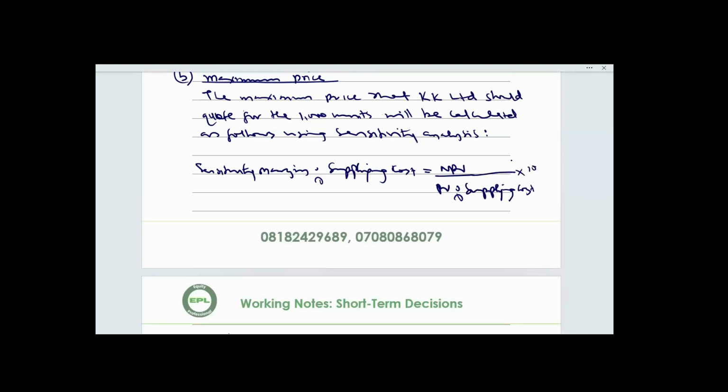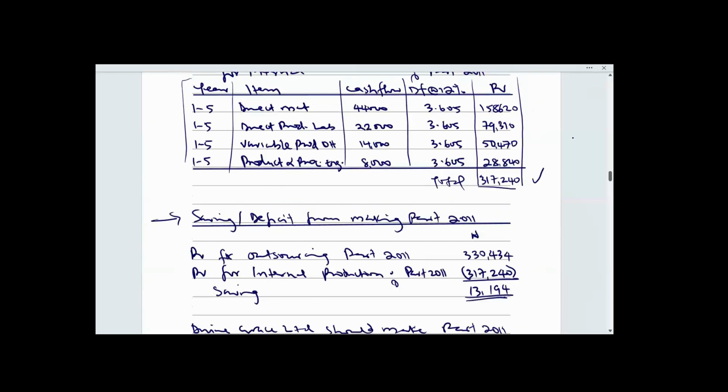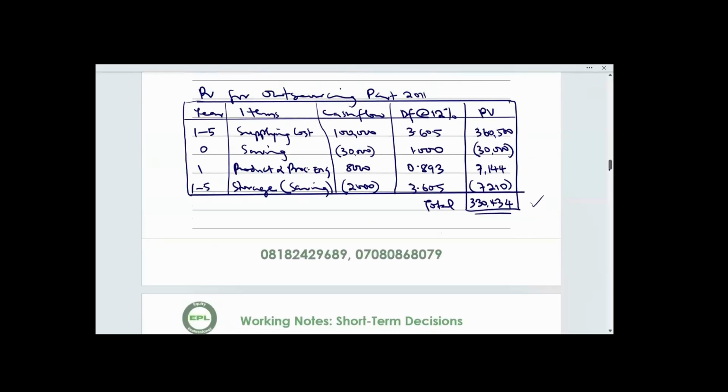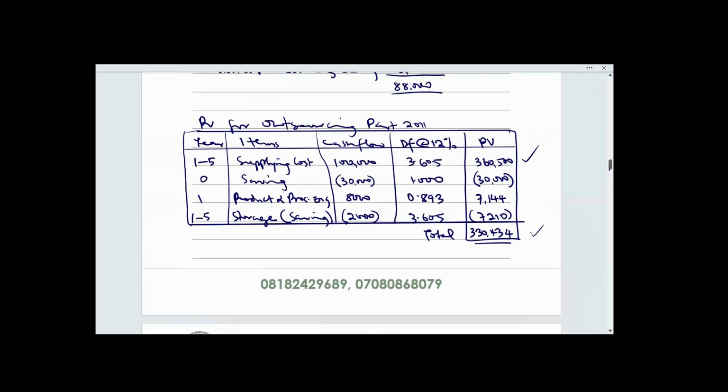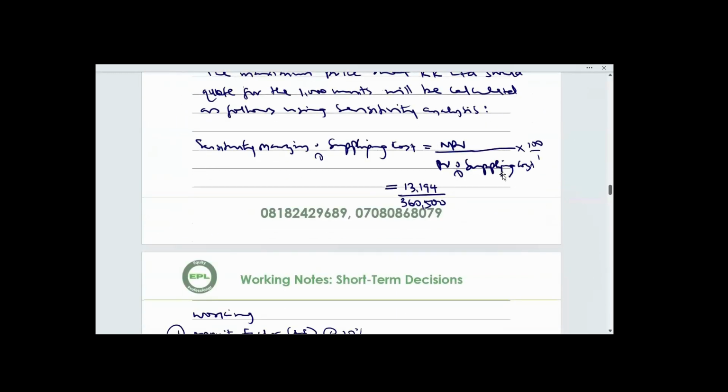Everything multiplied by 100 over 1. So let me just manage this space. Our savings now is 13,194. Present value of supplying cost is 360,500. That's what we got in our calculation above under outsourcing. Sorry, 360,500. So multiply by 100 over 1.